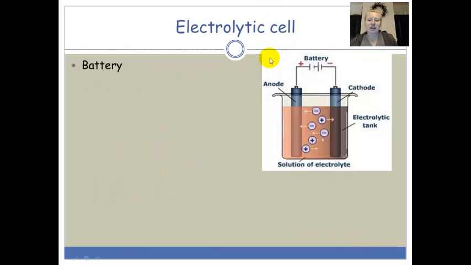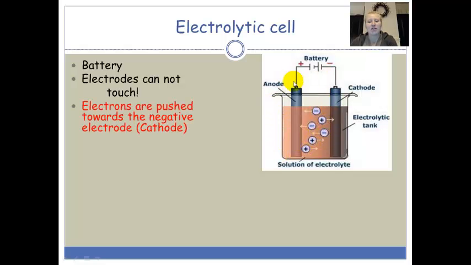So here's an electrolytic cell, and the first main component is this battery up here. And the second thing you'll notice is that it all occurs in the same container. So it's very important that the electrodes do not touch. If they do touch, you complete the circuit and you can have sparks. Now, in an electrolytic cell, the electrons are pushed towards the negative electrode. So they're pushed towards the negative electrode where reduction occurs at the cathode.